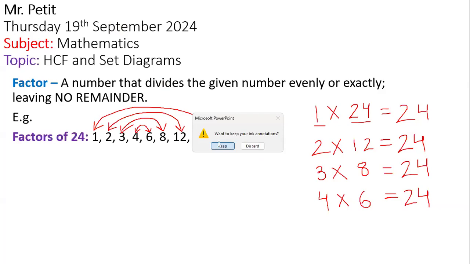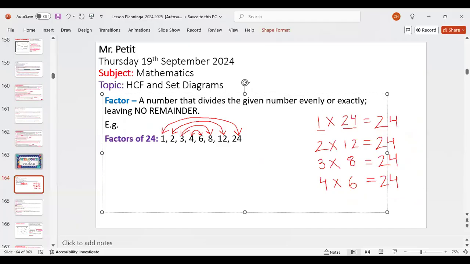Yes, sir. Good. So inside the chat, give me the factors of 36. List the factors of 36. Do it inside the chat for me.